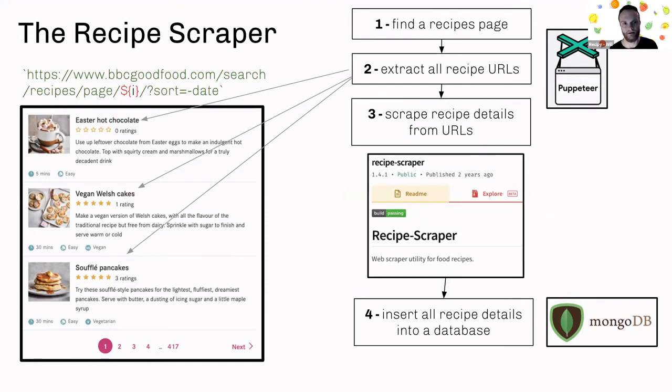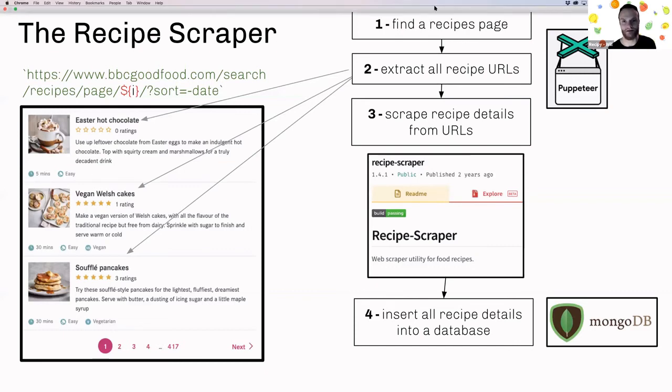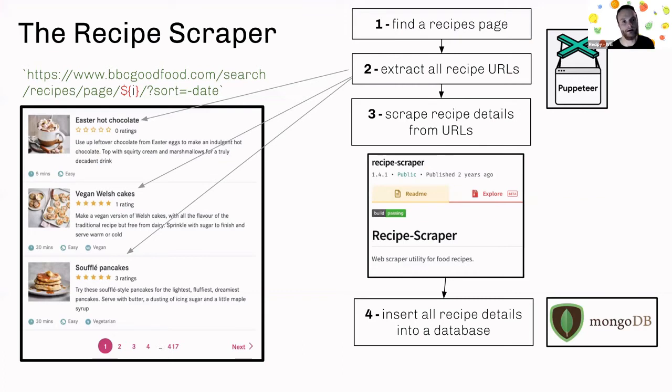So there are 4 steps to this. The first was to find a page or set of pages on BBC Good Food that had all of the recipes on. We got this by just searching for nothing in the search bar on the website, and a page like the left came back on. And there were about 417 search result pages containing all of the recipes.